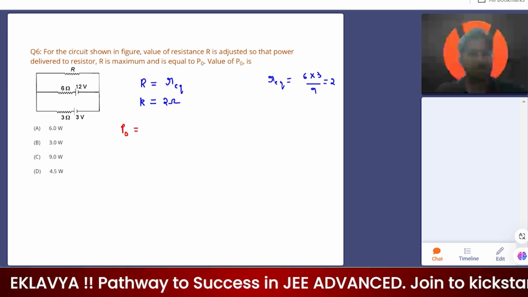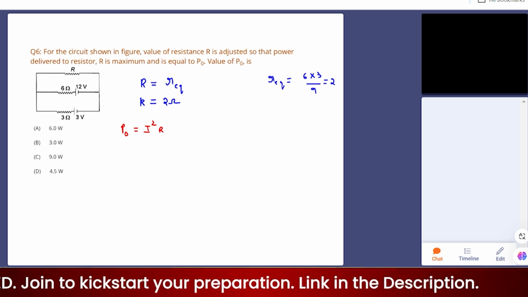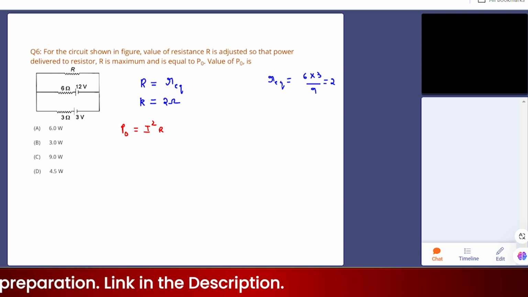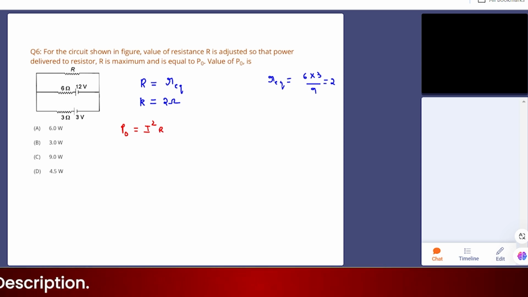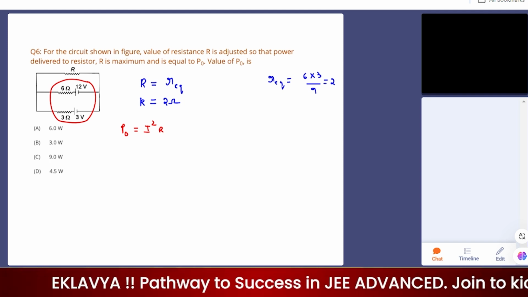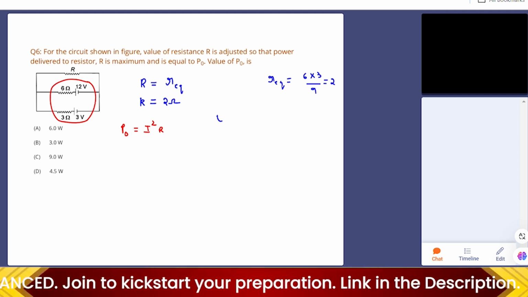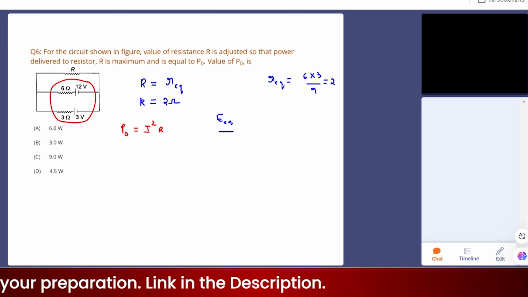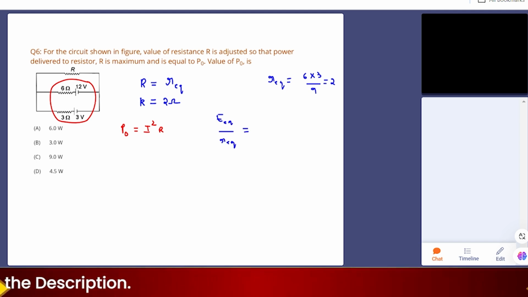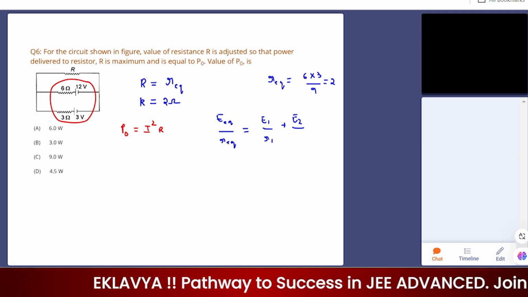Now if I want to know the power value P0, I can simply calculate this by using the equation I square R. The R value is already known. I need to calculate the total current traveling in this particular circuit. Now these two branches will be taken as one single branch with some equivalent EMF and equivalent resistance. So how do we calculate that? For that we have an equation: E equivalent divided by R equivalent must be equal to E1 by R1 plus E2 by R2.